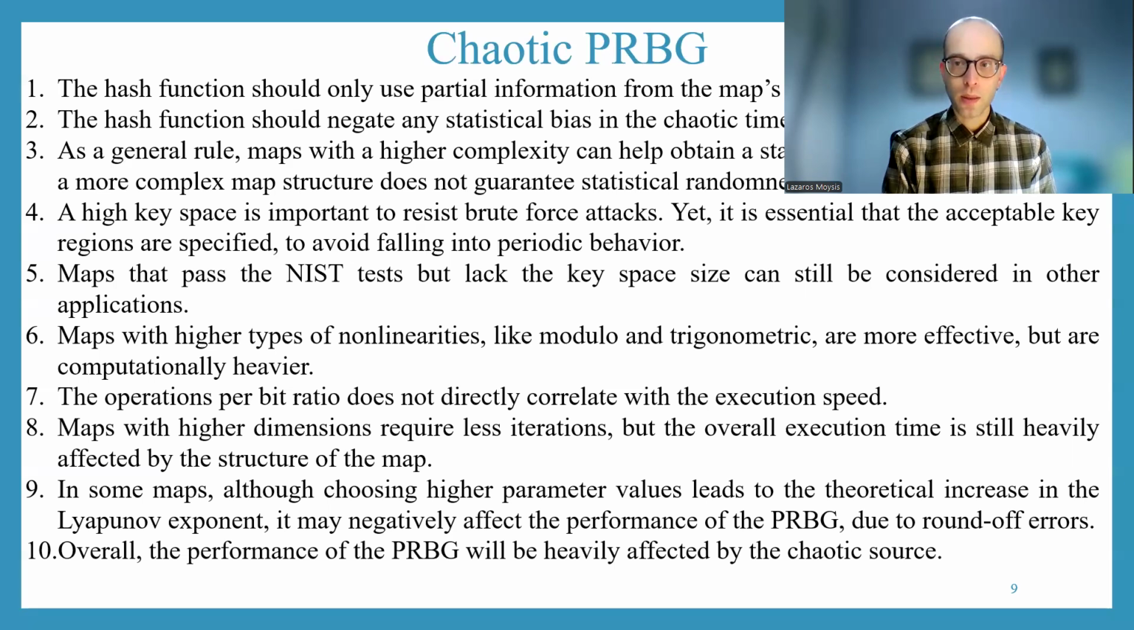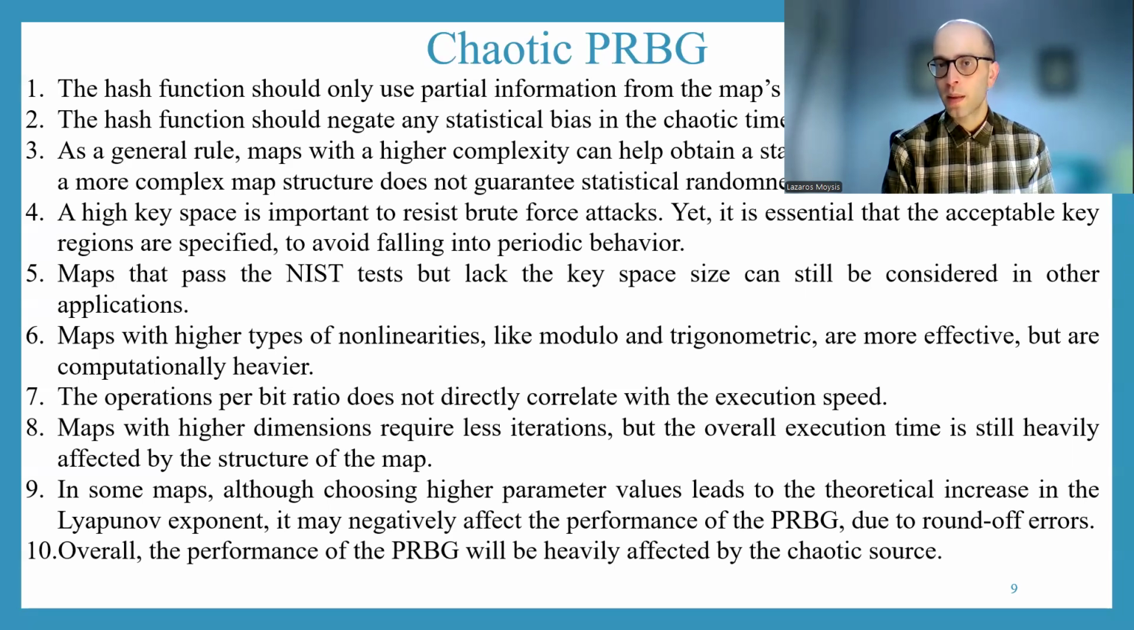Okay. Secondly, regarding the hash, well, it should be designed in such a way that it negates any statistical bias in the chaotic time series. Now, as you know, chaotic solutions from chaotic systems are generally statistically biased. Okay, so the PRBG that you are using needs to break this bias. Okay, it needs to destroy the bias.